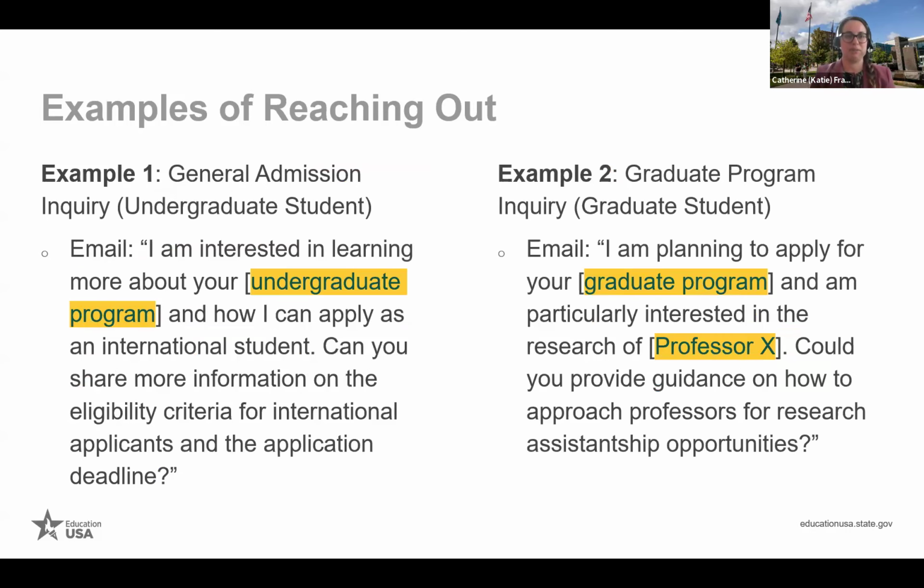A couple more examples here. One would be for a general admission question. That would be the purpose piece of the email for an undergraduate student, where they're interested in a specific program and how they can apply, and asking a question about sharing more information.